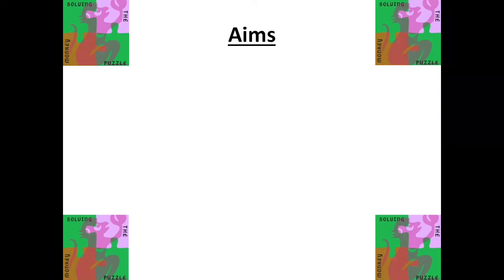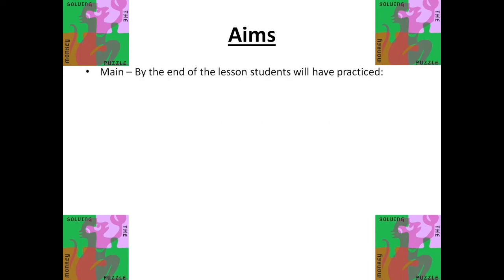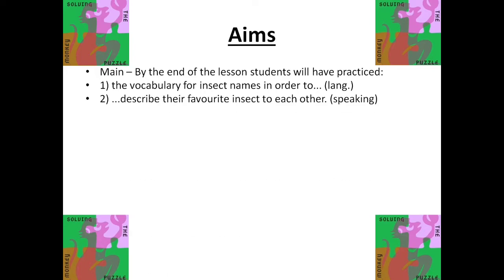I teach lots of young people, and the young people that I have taught absolutely love bugs. So by the end of the lesson, the students will have practiced the vocabulary for insect names. And that is my language aim. And they need to do that in order to describe their favorite insects to each other. And that will be the speaking practice part of it. So those are my main aims, but I'm not quite finished yet.